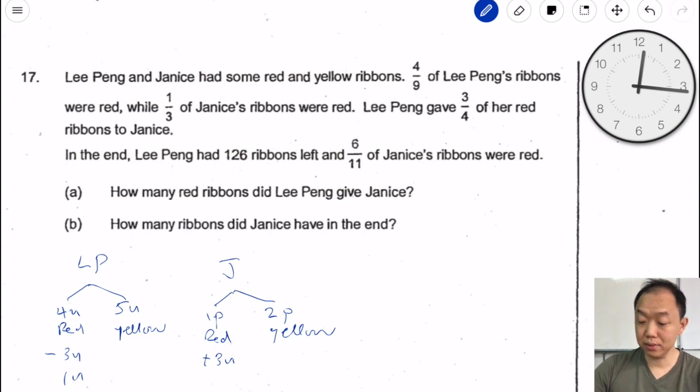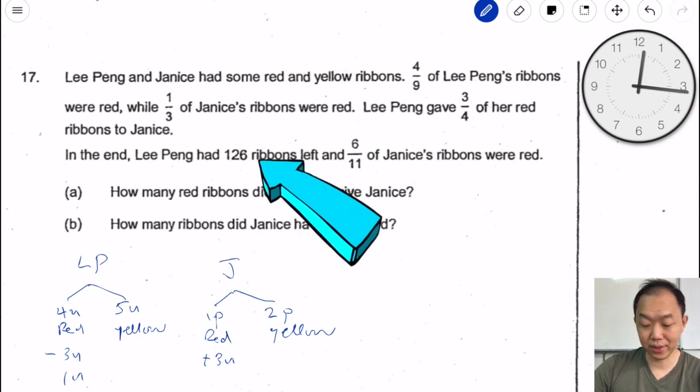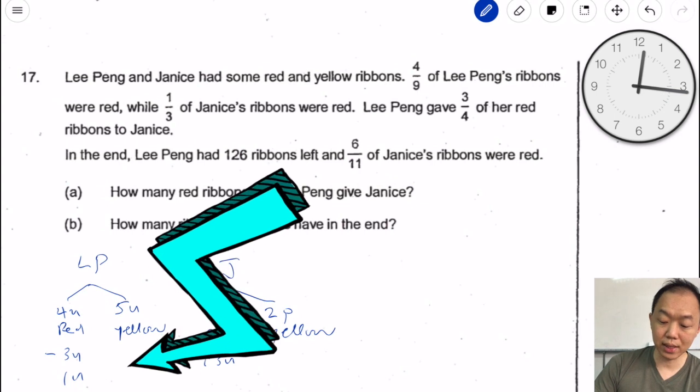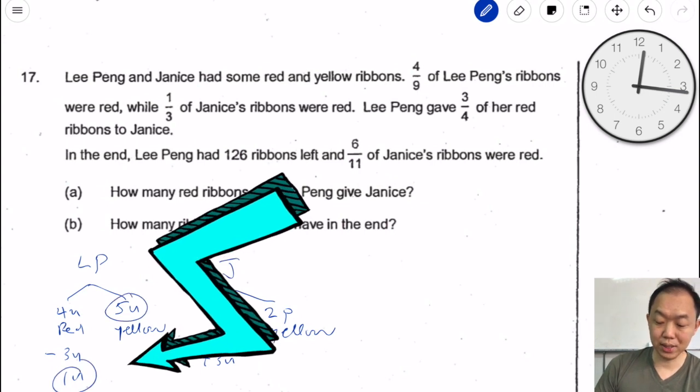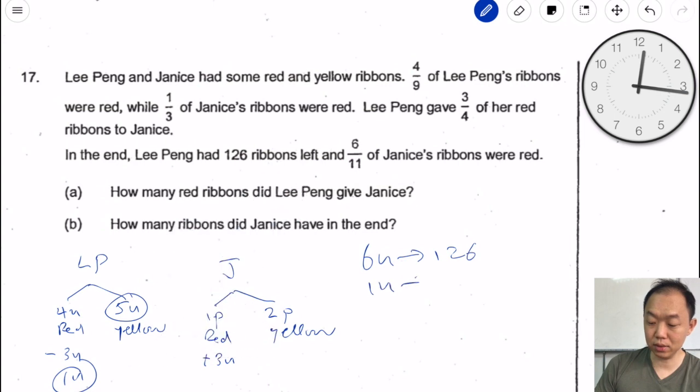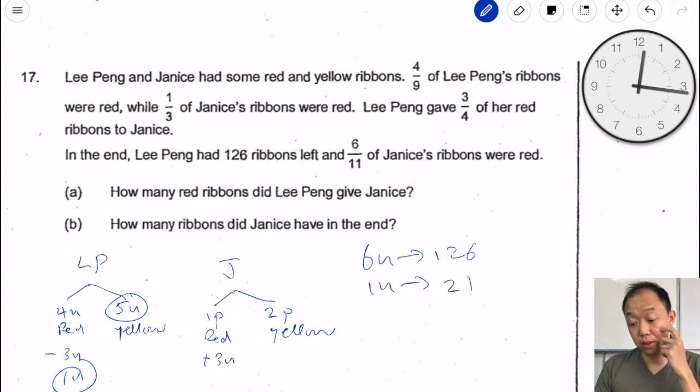In the end, Li Ping had 126 ribbons left. So what is left? 6 units. So 6U represents 126, 1U will be 21. So this is actually 21. And the yellow, 5 times 21 equals 105.